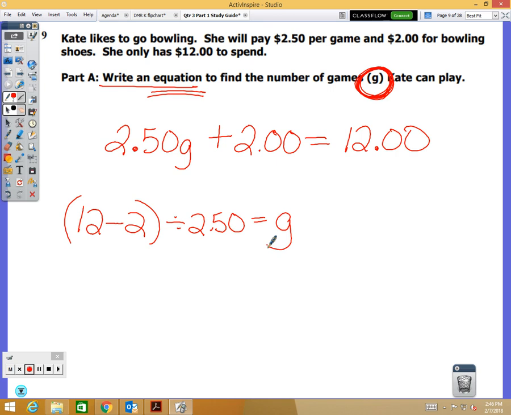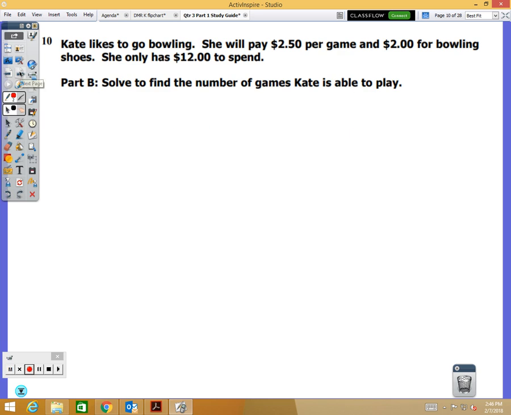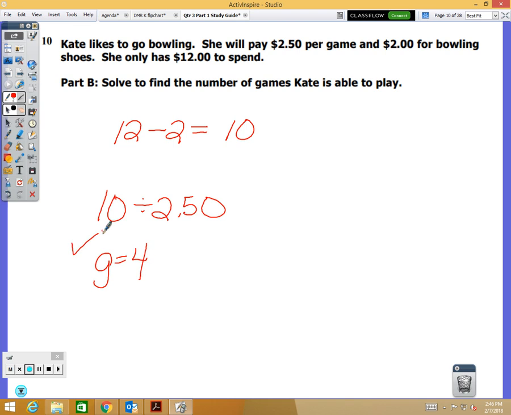Then number 10 is where you actually solve it. So if you do the $12 minus the $2 for her shoes, you end up with $10 left. And then the $10 left divided by the price for each game, which is $2.50, gives you how many games? 4 games. Some people wrote G equals 4. That's right. Some people just wrote 4. That's right. Some people wrote 4 games. That's right. I accepted all of those answers.